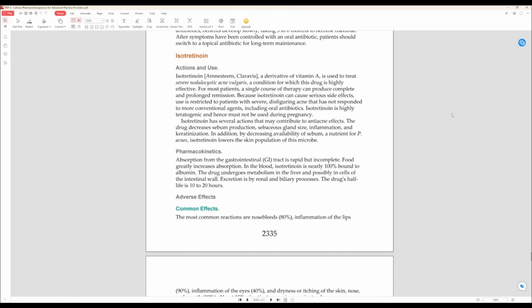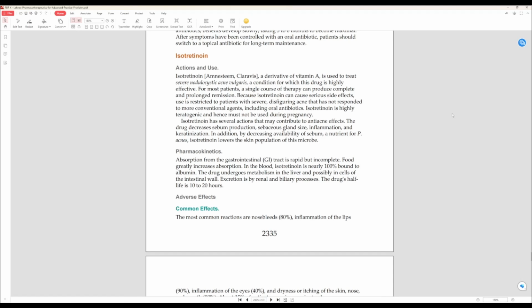Isotretinoin has several actions that may contribute to its anti-acne effects. The drug decreases sebum production, sebaceous gland size, inflammation, and keratinization. In addition, by decreasing availability of sebum, a nutrient for P. acnes, isotretinoin lowers the skin population of microbes. Its pharmacokinetics, therefore.